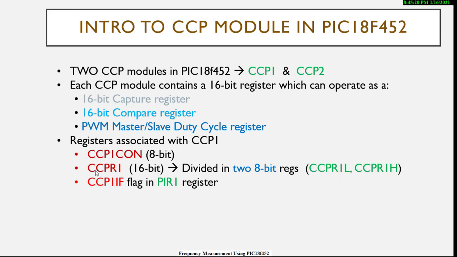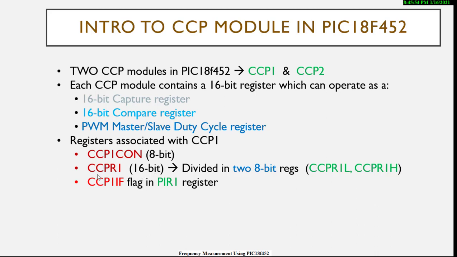The second most important register associated with the CCP module is the CCPR register, CCPRx. CCPR1 or CCPR2 registers are associated with the CCP1 and CCP2 modules of the PIC respectively. This is a 16-bit register which is divided into two 8-bit registers, CCPRxL and CCPRxH. This 16-bit register will store the contents of the 16-bit timer when a certain event occurs.